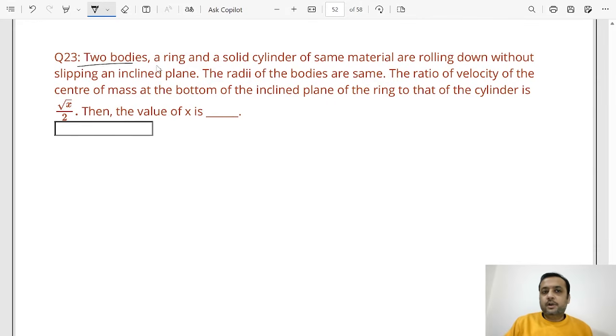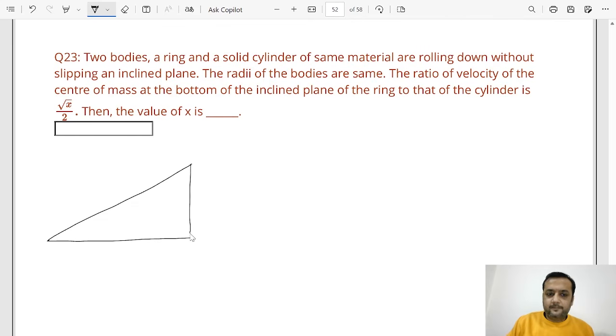Here, what is happening? Two bodies, a ring and a solid cylinder of the same material, are rolling down without slipping. The radii of the bodies are the same. We need the ratio of the velocity of the center of mass at the bottom of the inclined plane for the ring to that of the cylinder. This question you can do by energy conservation, or by writing the force and torque equations. But if you remember, you can do it straight away.